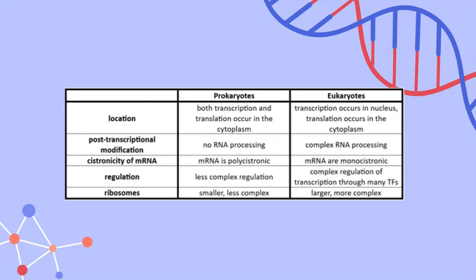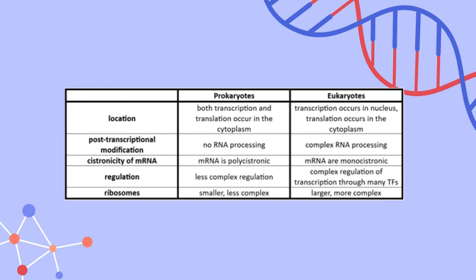So here we can see some differences between the two. We can see, right, the location: in prokaryotes, transcription and translation occur in the cytoplasm, while in eukaryotes transcription occurs in the nucleus, and then the mRNA moves into the cytoplasm for translation. There is no mRNA processing in prokaryotes, but it is complex in eukaryotes. Regulation is less complex in prokaryotes than it is in eukaryotes, and the ribosomes are smaller in prokaryotes than they are in eukaryotes.